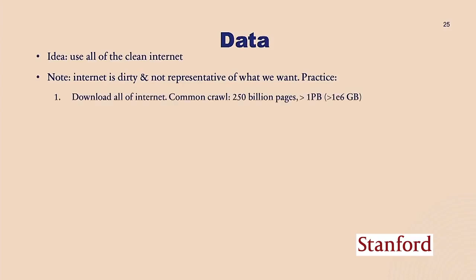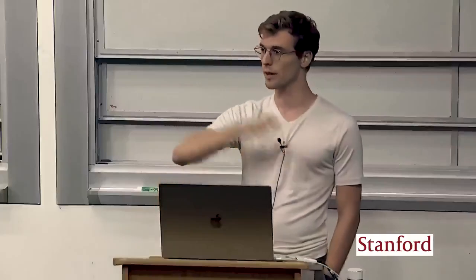So I'll go really briefly over what people do. I can answer some questions, but data on its own is a huge topic. Basically, first, what you do is download all of the internet. What that means is that you use web crawlers that will go on every web page on the internet, or every web page that is on Google, and that is around 250 billion pages right now, and that's around 1 petabyte of data.